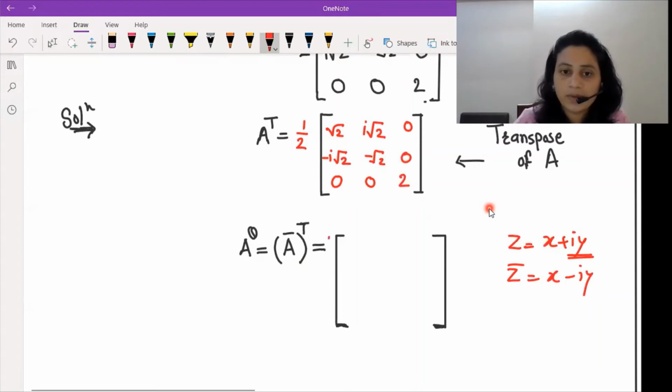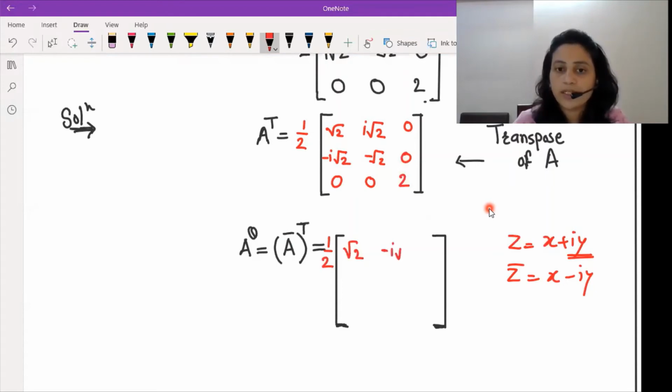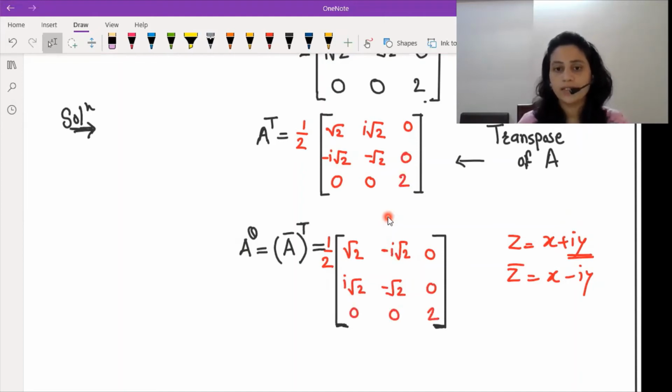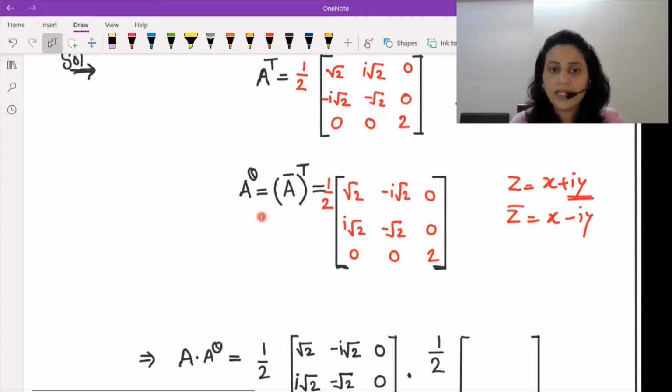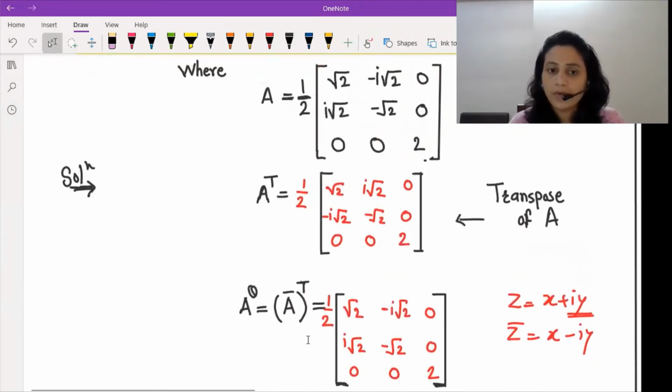So let's start. This is 1 by 2 as it is. Now root 2 remains as it is. In i into root 2, i is the imaginary part, so we need to change its sign. 0 remains as it is. Now in the second row, here also there is a minus sign, so we need to change that sign. So i root 2 and minus root 2 as it is, because that is real, and 0, 0, 2 as it is. So we changed the sign of the imaginary part. Now this is my A theta.